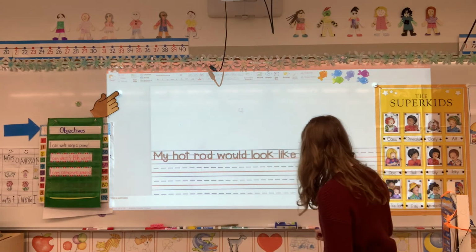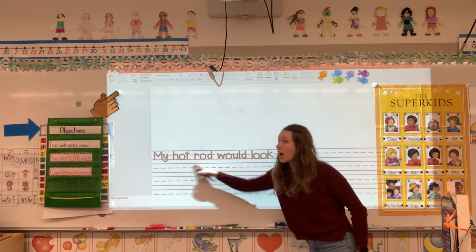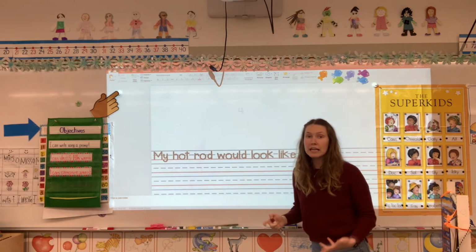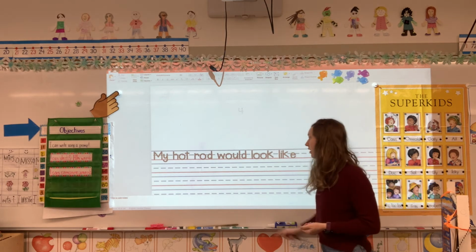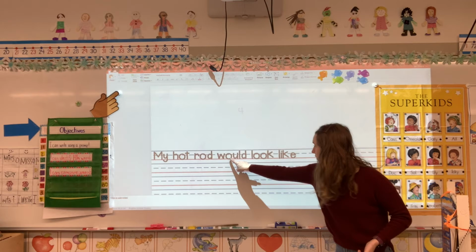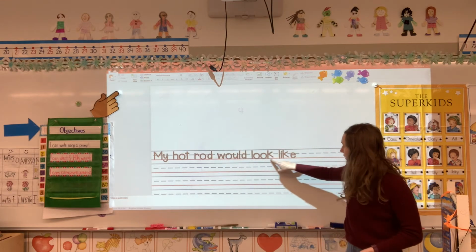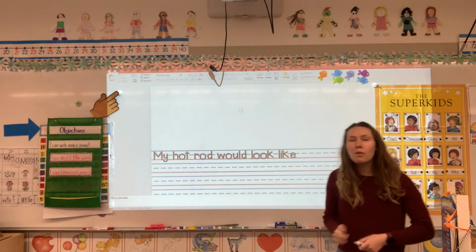So our sentence today says, my hot rod, now notice it's not capitalized because we're just talking about the style of car. We're not talking about our Super Kid Hot Rod. Would look like. So these words, this is would, and then look like. Here are some good memory words that you can work on. What would it look like?